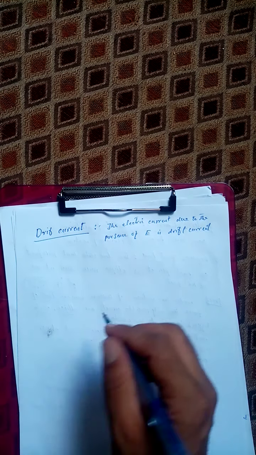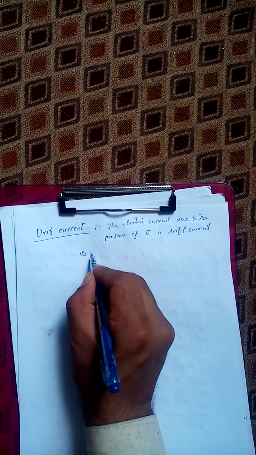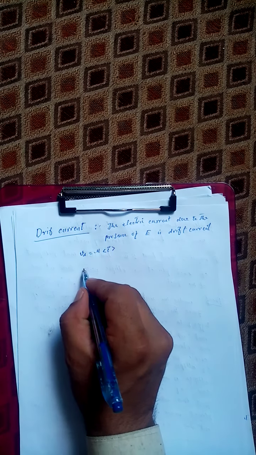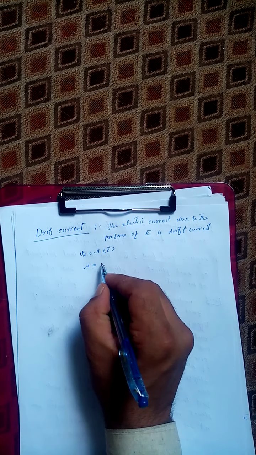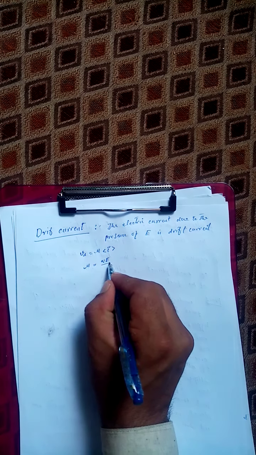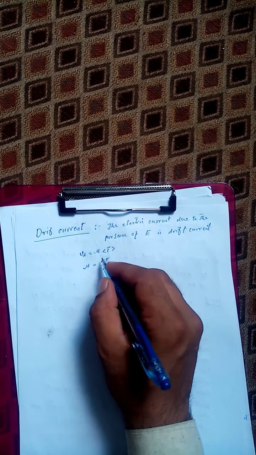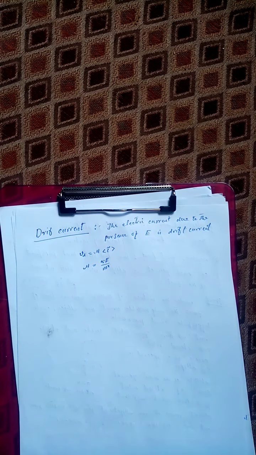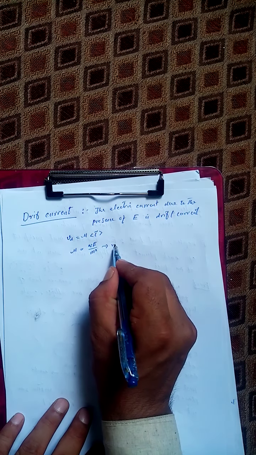As we already derived a relation for the drift velocity, which is Vd, which is equal to mu into tau, where tau is the relaxation time and mu is the mobility, which is equal to QE over m. In this case, we consider a general expression. We didn't consider electron or hole.